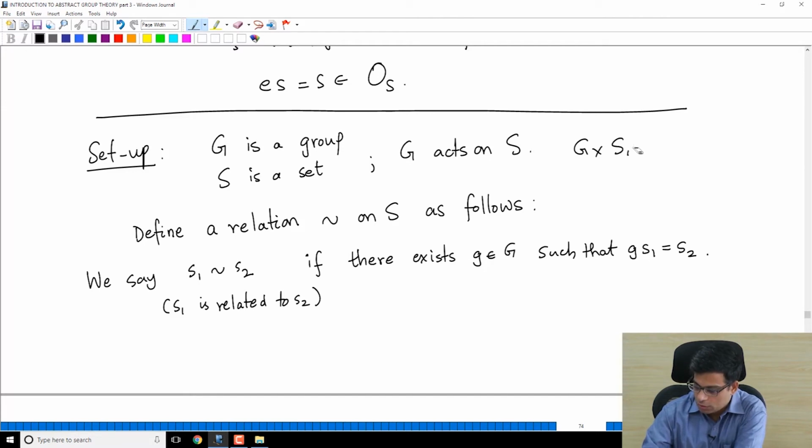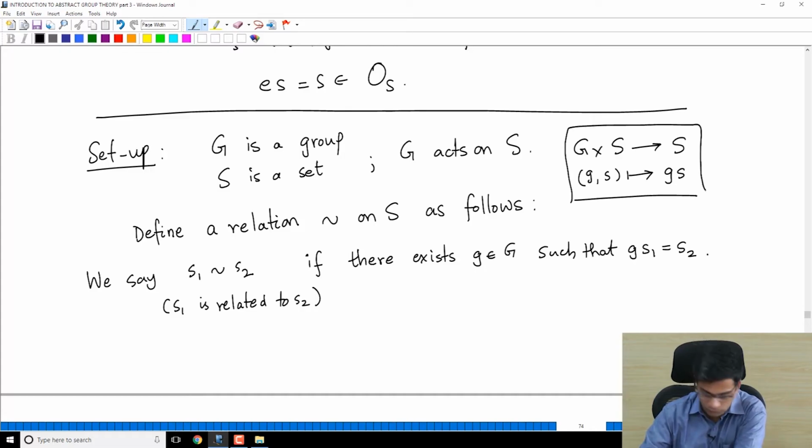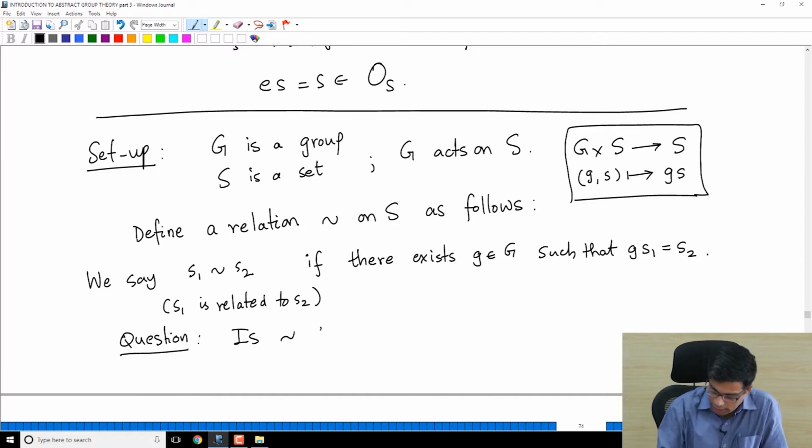Remember, the action means there is a function from G cross S to S which takes an element (g, s) to gs. Instead of writing g star s or g dot s, we, for convenience, denote the action by gs. So now this is the relation I am defining. s1 is related to s2 if there exists a group element such that g s1 is equal to s2. So now the question is, is this an equivalence relation?